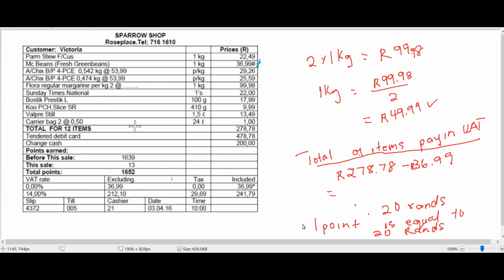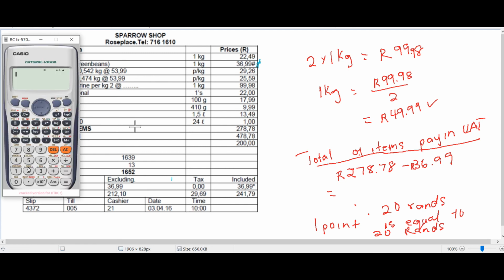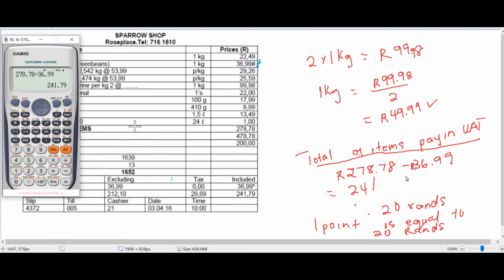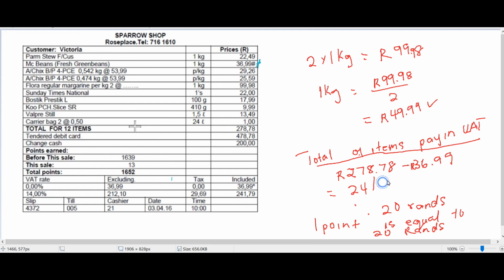You use your calculator and say 278.78 minus 36 rand 99. 36 rand 99 is for those items which are not paying VAT. So you take your total price minus the total of those that are not paying VAT, and then you get 241.79. Then you have your answer.